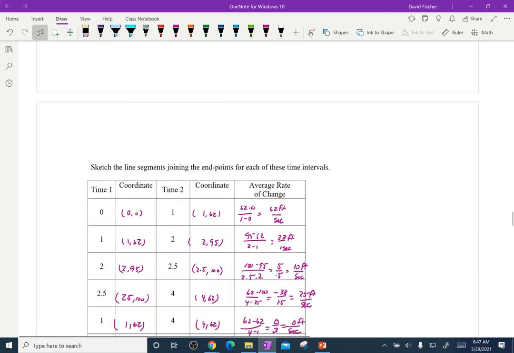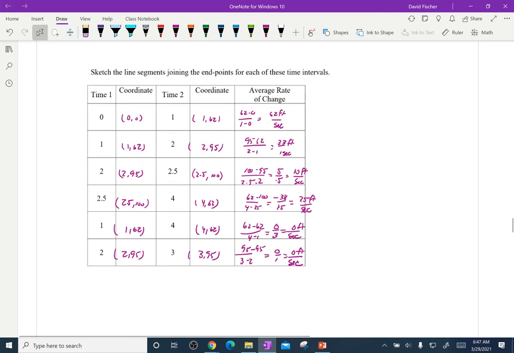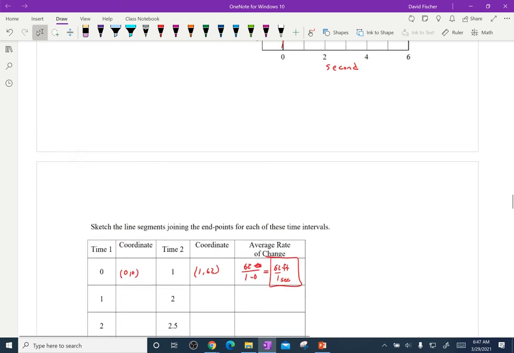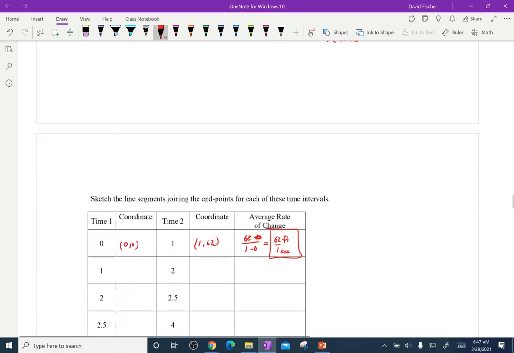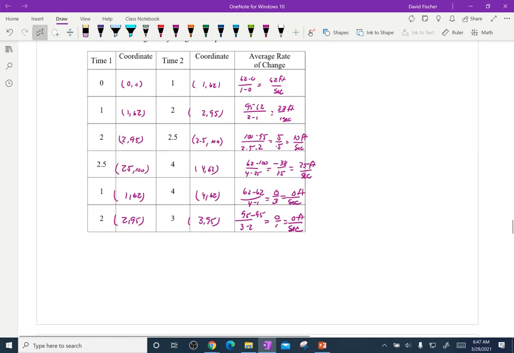Okay, let's see how you did. I got all my answers here. First one, I got 62 feet per second. Then I got 32 feet per second. Then 10 feet per second, so it's kind of slowing down as it reaches the top. And then between 2.5 and 4, if we look at that graph, now we're coming back down. So we should have had a negative number there, but we're going to ignore it. We had 25 feet per second, then 0 feet per second, then 0 feet per second.